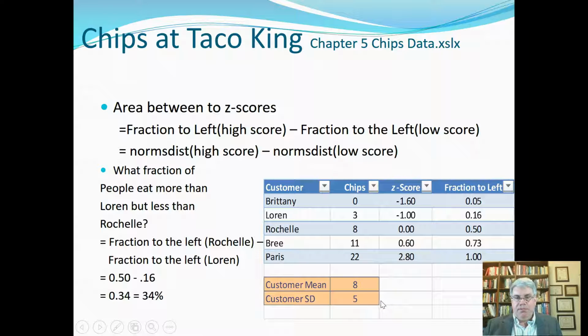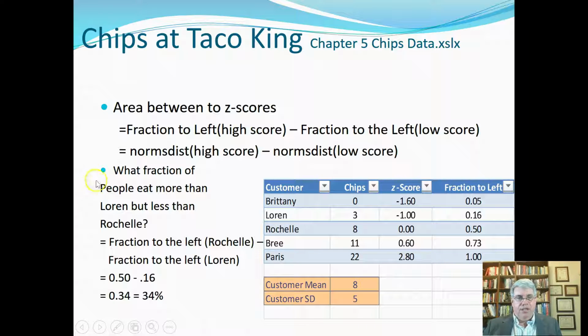And what we did previously is we used this information to convert to a z-score, and then we used the z-score with the NORM.S.DIST equation in Excel to calculate the fraction to the left. So Brittany ate very few chips, so there was only about 5% of the people that ate less than her. Paris ate 22, and it was close to 100%. It's like 99.7 if we were to increase the number of decimals there.